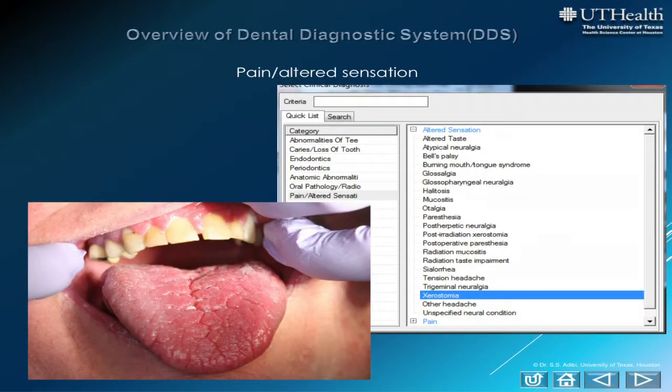The pain and altered sensation category consists of altered sensation, pain, and behavioral dentistry. This 55-year-old Caucasian female patient presented with a chief complaint of dry mouth that changed her ability to taste food, and she felt she occasionally had bad breath.